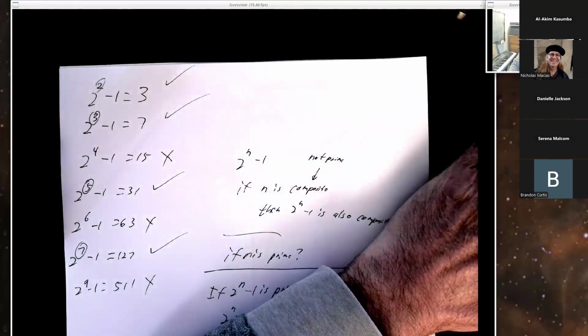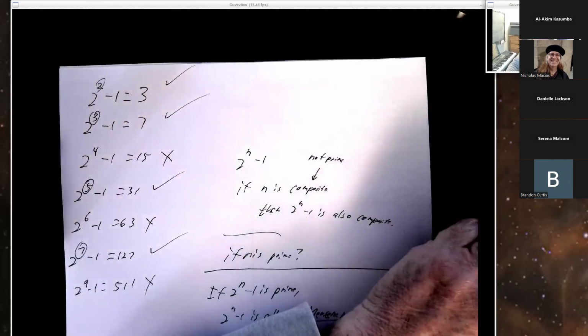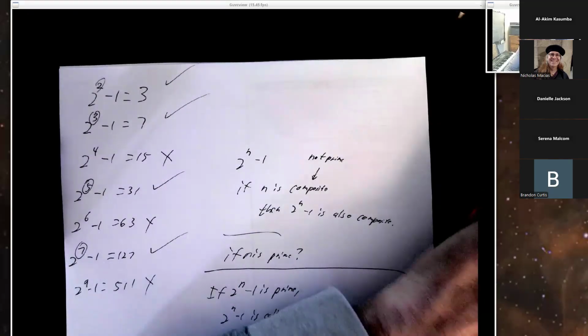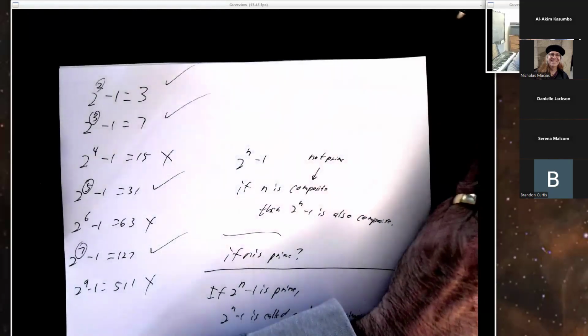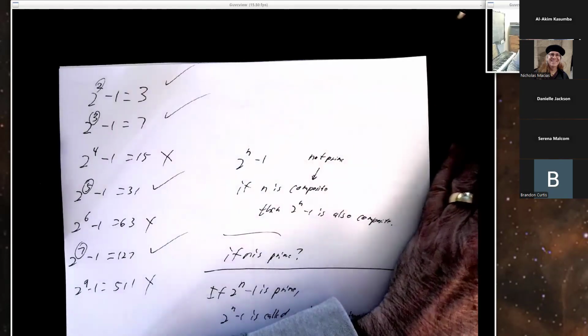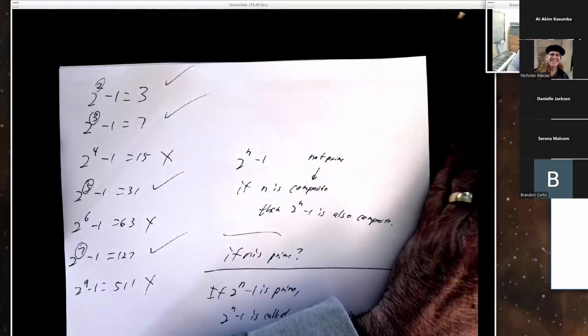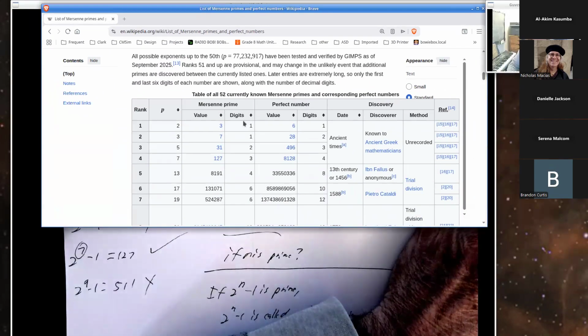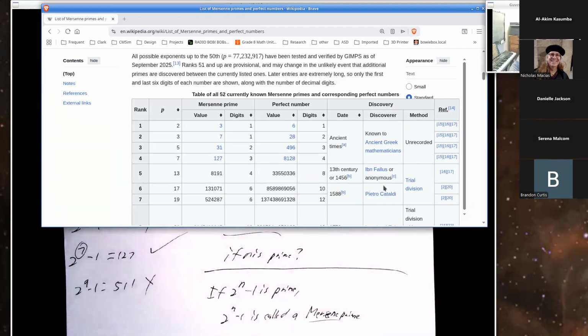Let me see if I can find you a table here. Otherwise, I'll just go to Wikipedia. So here's a wiki page with a list of Mersenne primes.